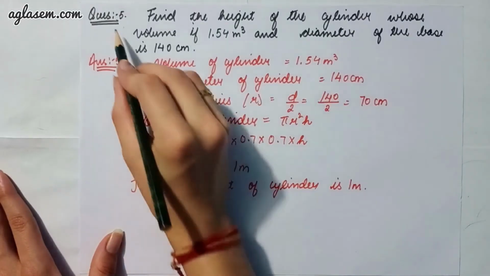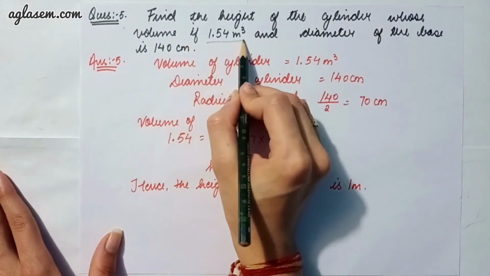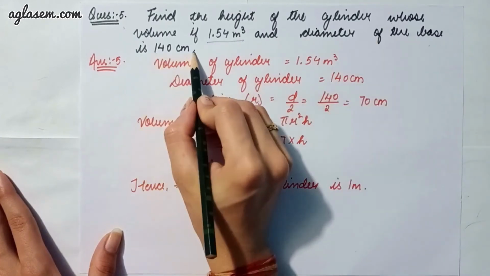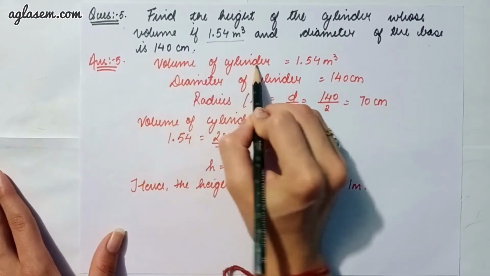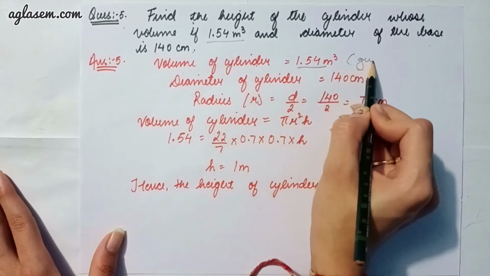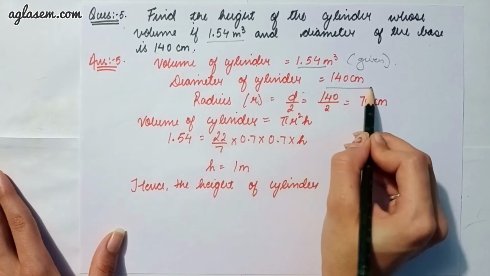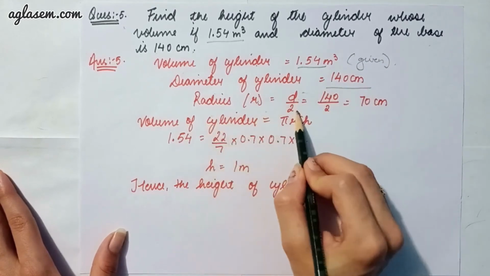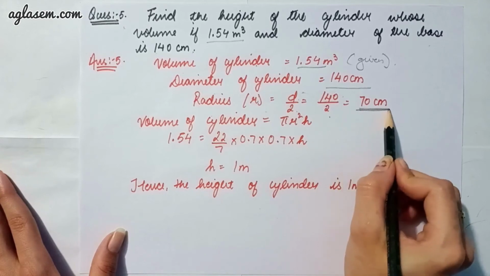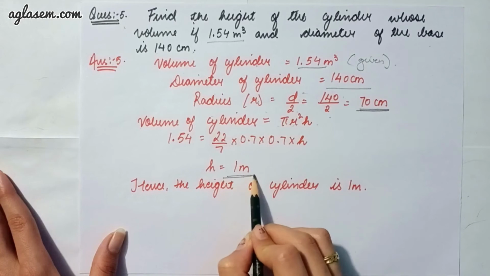Moving to our fifth question, which says, find the height of the cylinder whose volume is 1.54 meter cube and the diameter of the base is 140 centimeter. The volume of cylinder is 1.54 meter cube, which is given to us. Diameter of cylinder is also given, that is 140 centimeter. So the radius is d by 2, that is 140 divided by 2, which will give you 70 centimeter. Again putting the formula of volume of cylinder, pi r square h, we will get 1 meter height.